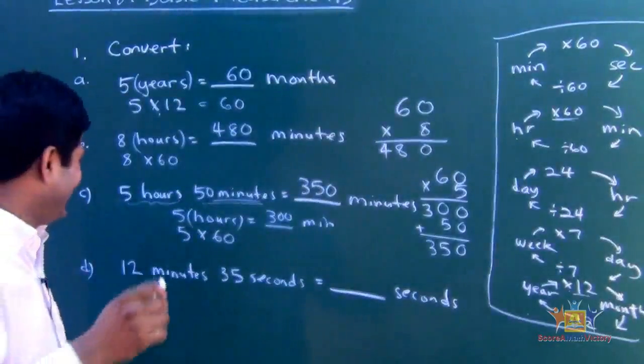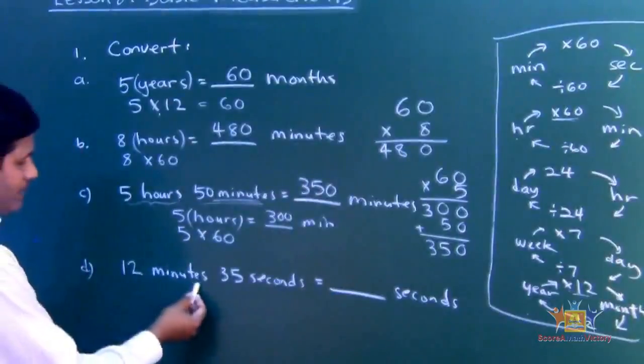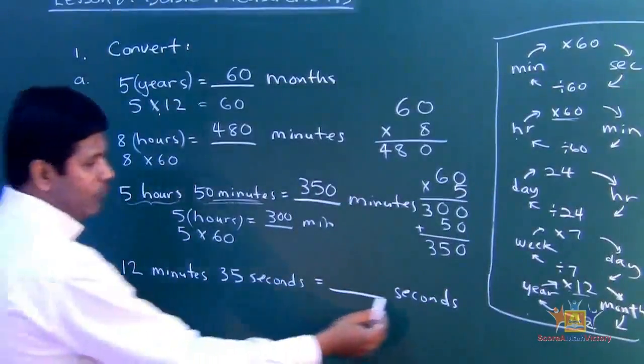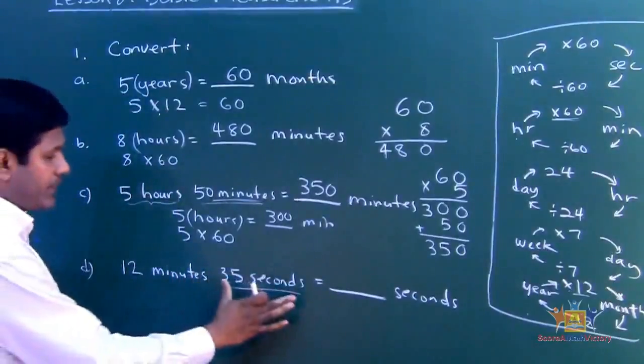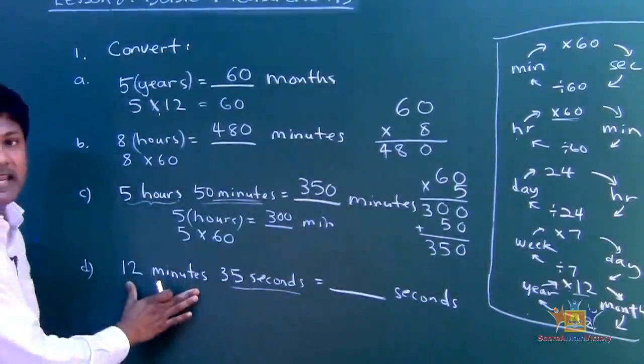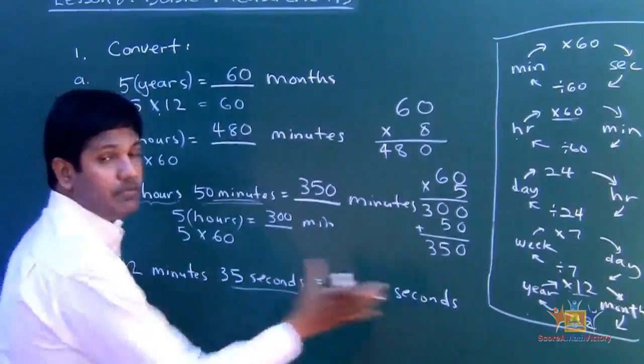Good job, alright? Okay, now let's look at 12 minutes 35 seconds. And they want it in the form of seconds. The 35 is already in seconds, so I don't have to do anything with it. But this one's in minutes, so I want to keep them all in the same unit.